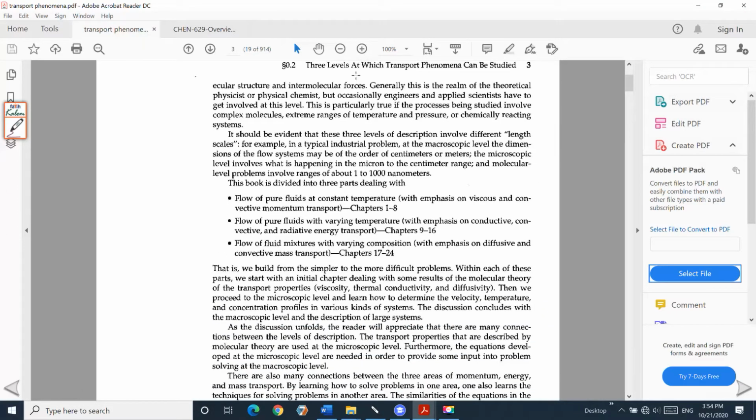Basically, if you go through these three different levels, there are different length scales. For example, if you go to industry, for any industry problem at the macroscopic level, the dimension of the flow system may be on the order of centimeters or meters. But if you go to a smaller level, the microscopic level, it involves systems in the micron to centimeter range. But the molecular level involves 1 to 1000 nanometers. This describes how big all three different levels are.